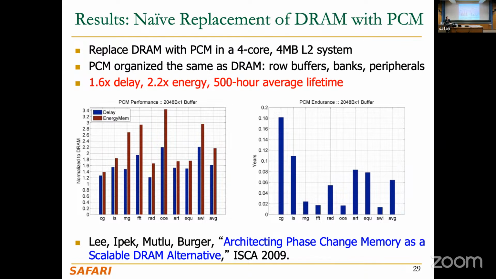We have row buffers, we have the banks, and we have some peripheral circuits to support read and write. If we directly use the organization of DRAM for the PCM, we observe 1.6x delay and 2.2x energy consumption, and the PCM also dies very soon. It's because we didn't consider the architecture for PCM. We just directly used the architecture designed for DRAM, but sometimes there are characteristics that we don't need in NVM because they are quite different technologies.